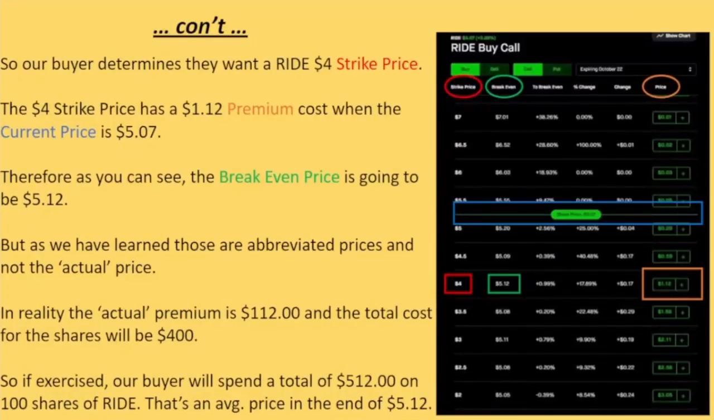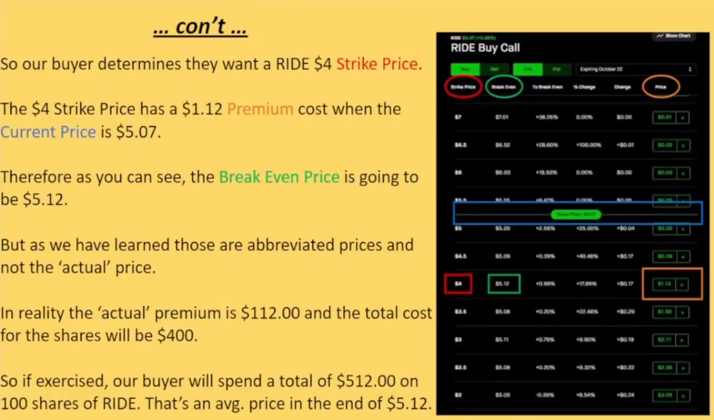But for right now, we're just looking at the price is $1.12 on the $4 strike price. So the premium price is going to be $1.12 on the $4 strike price. And that means our break even, strike price plus premium, is going to be in that green box. And on this platform, this is Robinhood again, it shows you break even. It's going to equal $5.12.